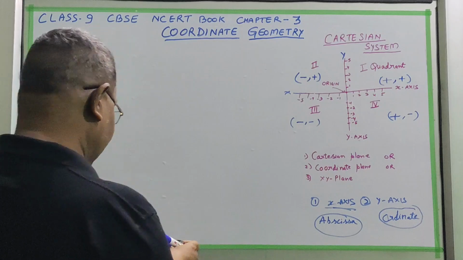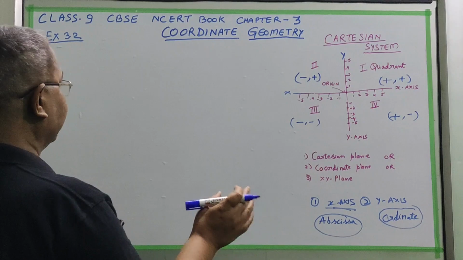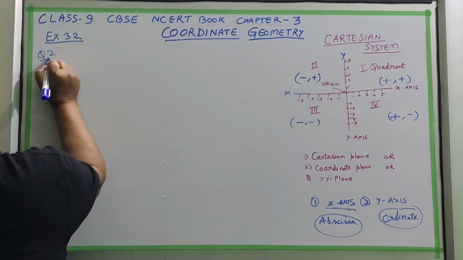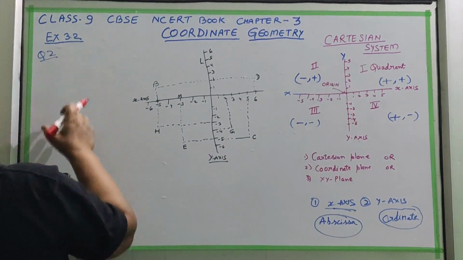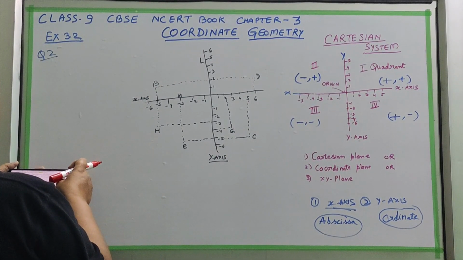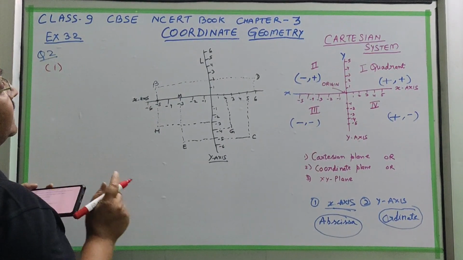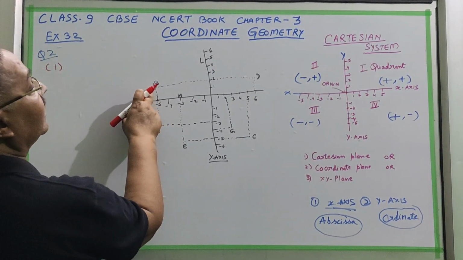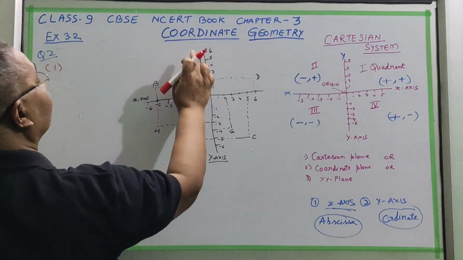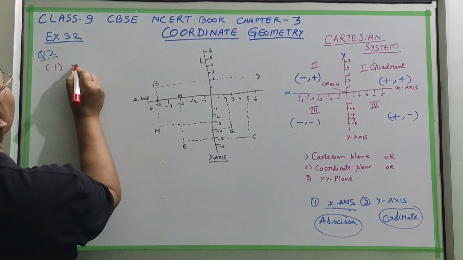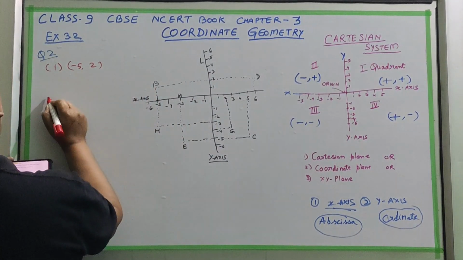Now, question number 3 we are going to solve. But before that, I have to make one graph also. So after preparing the graph, I am coming to the question. Now, exercise number 3.2, question number 2, and sub question 1. First, the coordinates of B. So here B is here. Coordinate means 2 things you have to tell: first x-axis and then y. So x-axis is -5, and y-axis it is 2. So this is the coordinate of B.